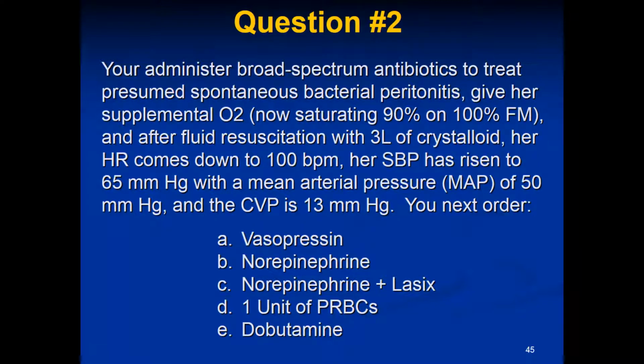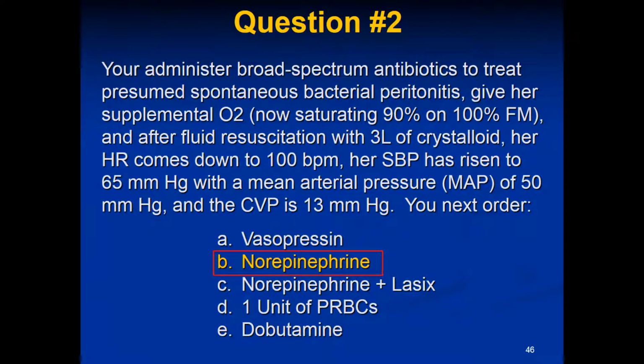You administer broad-spectrum antibiotics to treat presumed spontaneous bacterial peritonitis, SBP. Give her supplemental oxygen, and after fluid resuscitation with 3 liters of crystalloid, her heart rate comes down to 100, her blood pressure has risen to 65 systolic, with a mean arterial pressure of 50, and the CVP is 13. You next order vasopressin, norepinephrine plus Lasix, red cells, or dobutamine. And the answer here is norepinephrine.